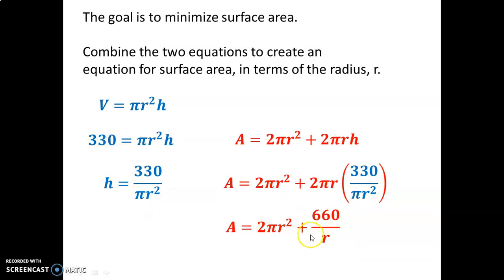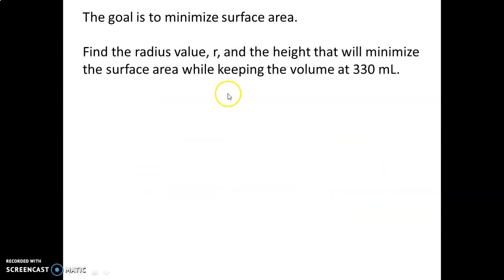All right, so let's maximize. No, we don't want to maximize this area. We want to minimize it because we want the minimum cost for this company. We want them to create a can that has a minimum surface area. In other words, a minimum amount of aluminum or tin they have to use. Okay, so let's do that. We already found that. Yeah, minimize it.